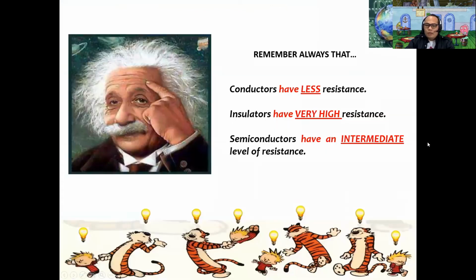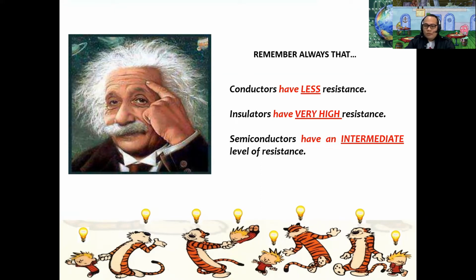Okay, so remember always that conductors have less resistance, insulators have very high resistance, and semiconductors have an intermediate level of resistance. So for conductors, it is very easy for the current to flow into them because they have less resistance, while insulators have very high resistance, and there is that term, energy gap. They have a high energy gap, and in order for conduction to happen within the material, the electrical potential should surpass the energy gap of insulators in order for current to flow.